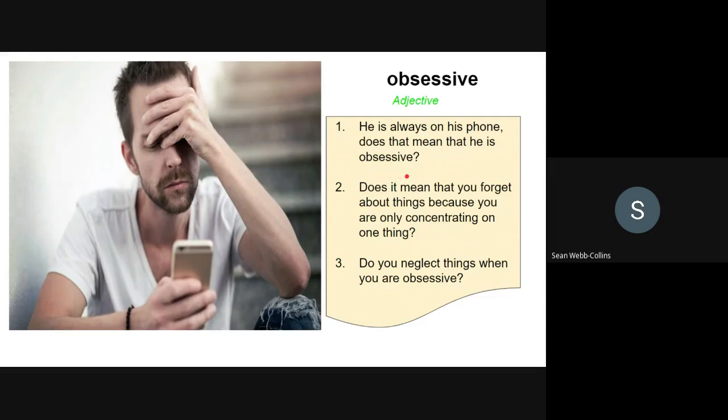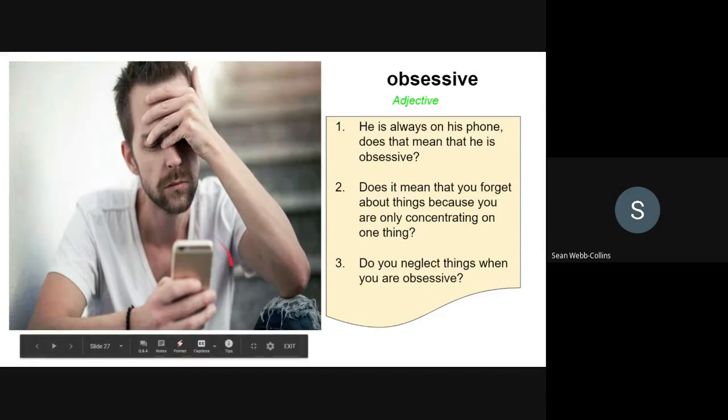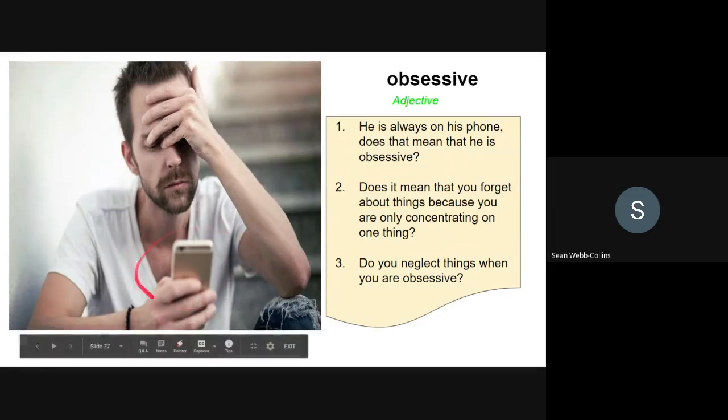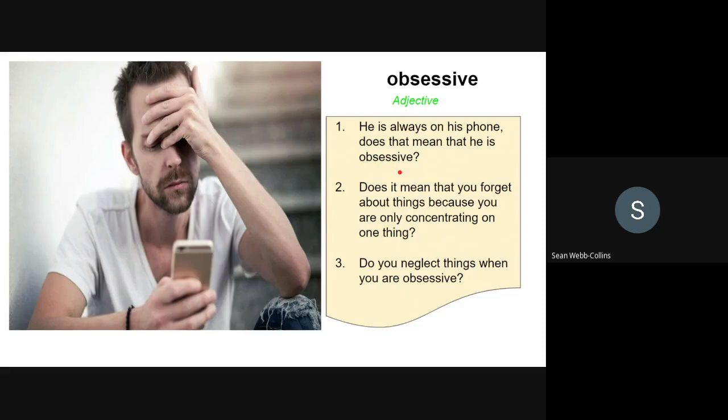Well, it can mean that he's obsessive about his phone, but perhaps you might more accurately say that, if he's always on his phone, he is obsessed with his phone. We use the verb obsess. He is obsessed with his phone. If someone's obsessive, it means that they might obsess over lots of different things, not just one thing.